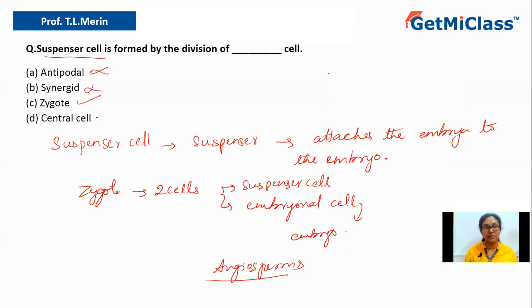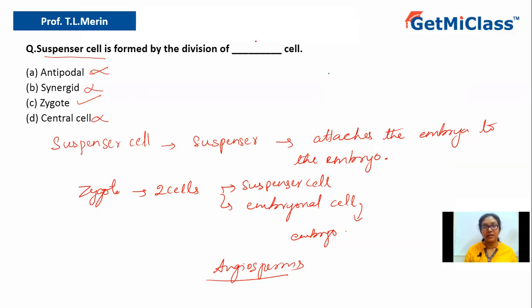Option D says central cell. Central cell, no, because this is the one which will give rise to the endosperm, after it gets fertilized by the male gamete. So that will give rise to the triploid endosperm. So option D is also ruled out.